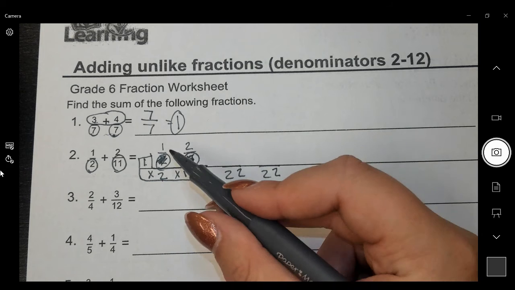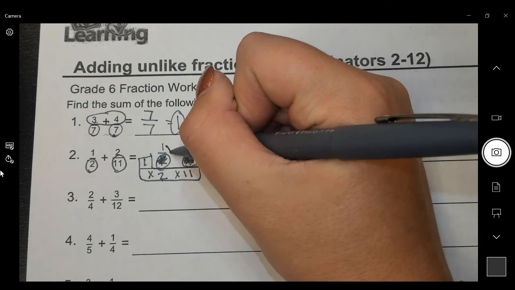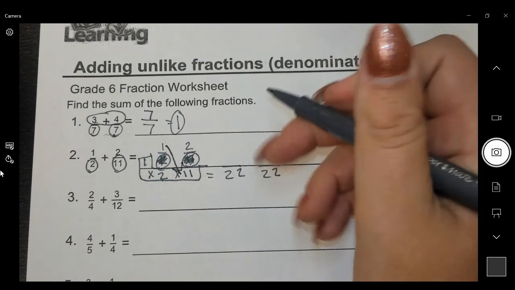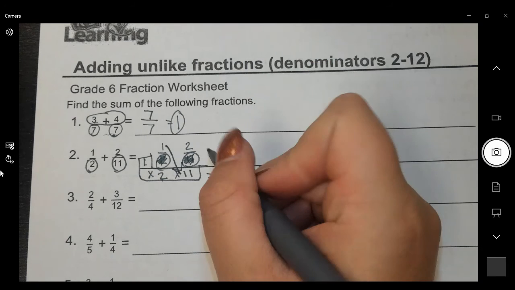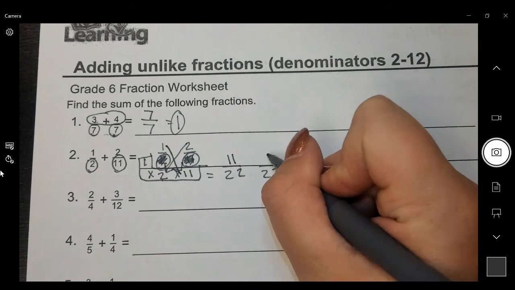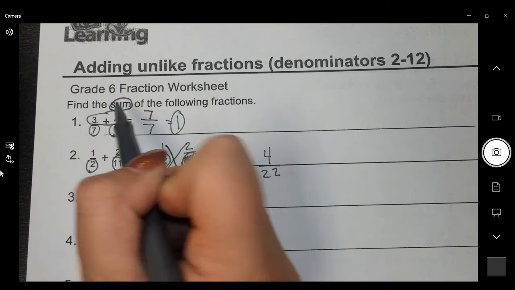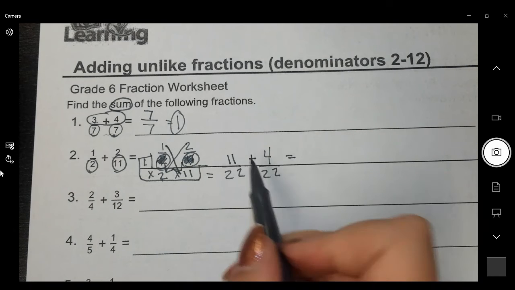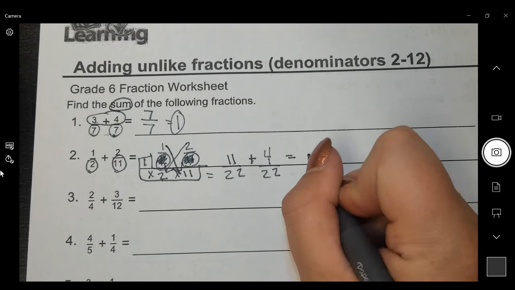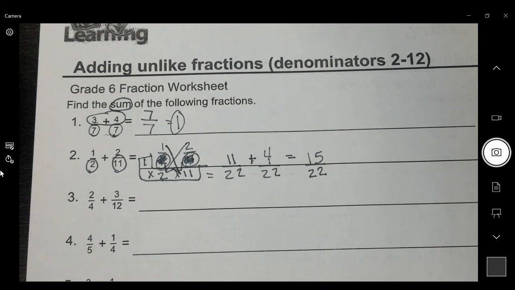So now that I'm finding the numerators, my eye is going to focus on the numerators. I'm going to go from 1 and cross multiply times 11. So 1 times 11 is 11, and 2 times 2 is 4. My directions say find the sum, which means I'm adding, so I'm going to add these two together. So 11 plus 4 is 15 over 22. And that's my answer.